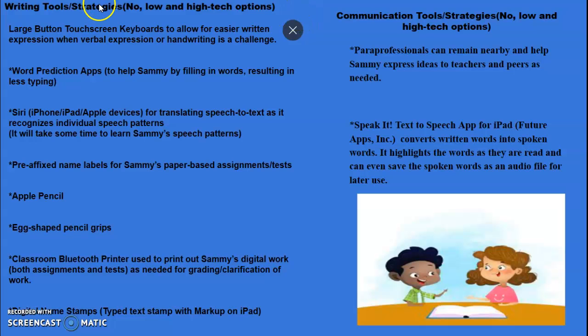First, we'll look at writing tools and strategies. First, I chose to look at large button touchscreen keyboards, which would be available on his iPad that is provided to him in the classroom. It would allow for easier written expression when verbal expression or handwriting is a challenge for Sammy. I also chose to include word prediction apps to help Sammy by filling in words, resulting in less typing and potentially less frustration for Sammy as well.